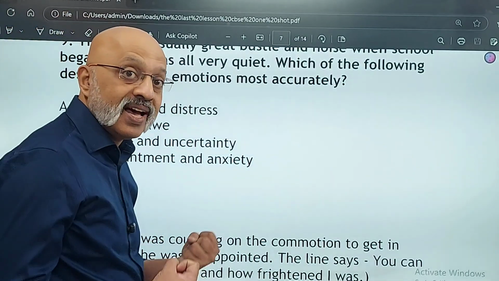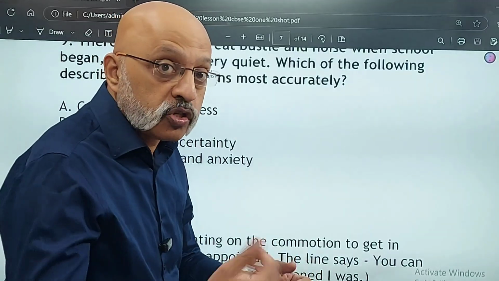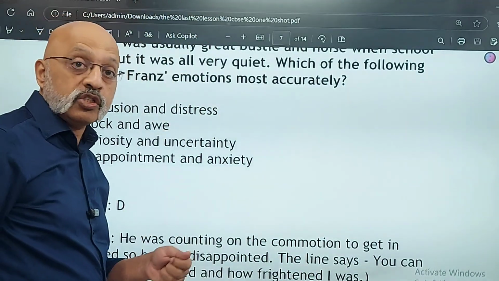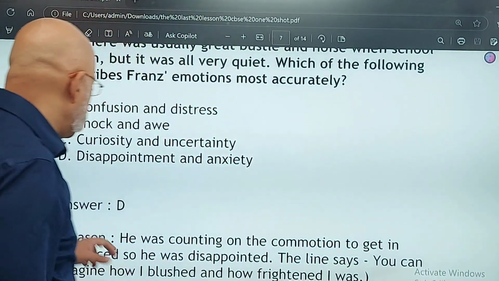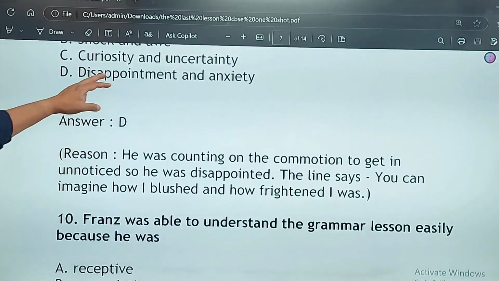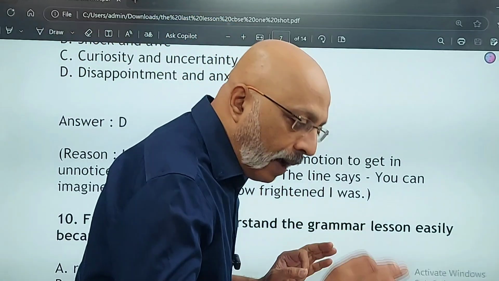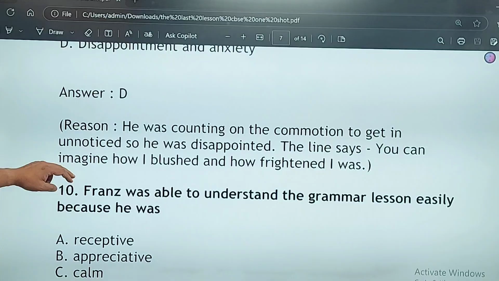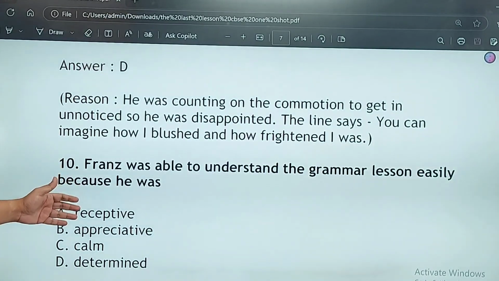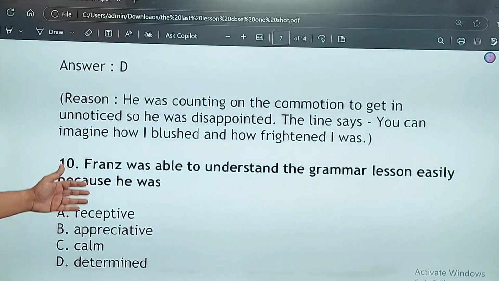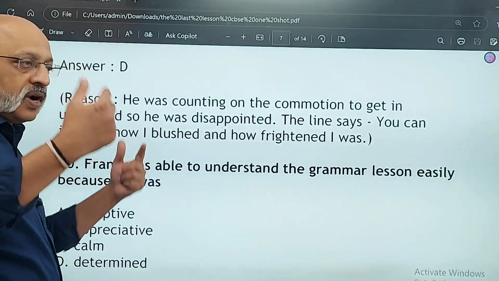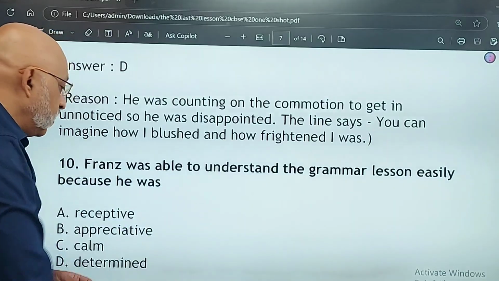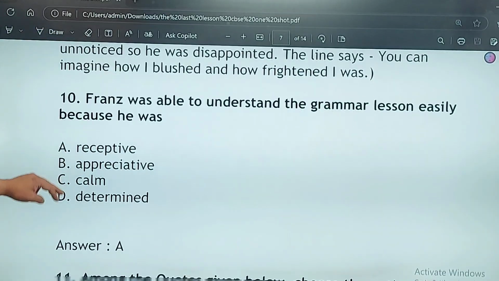He's anxious because he's a little scared that France, because of his tendency to use his ruler, may actually use it on him, because he was late that day to school. So this is both an application and a recall question, right? France was able to understand the grammar lesson easily because he was receptive, appreciative, calm, determined. What is it about France that he's able to understand the grammar lesson or whatever was taught that day very well? Because he was receptive.